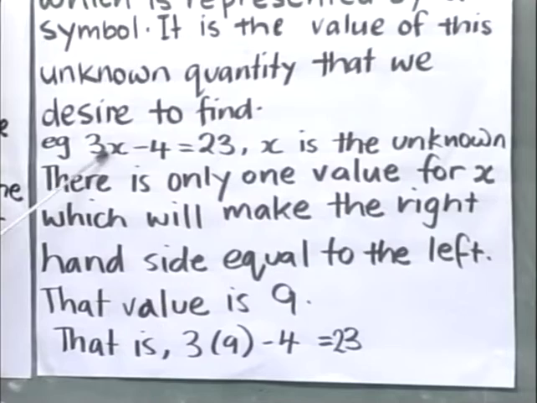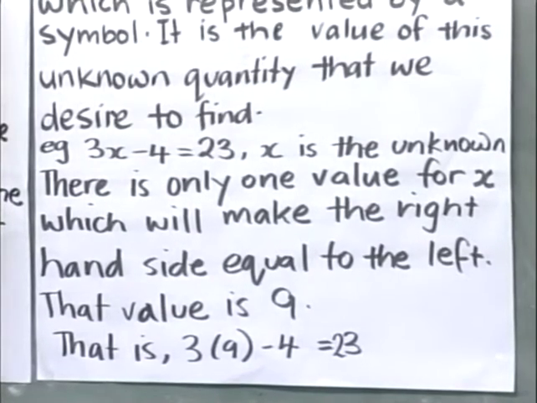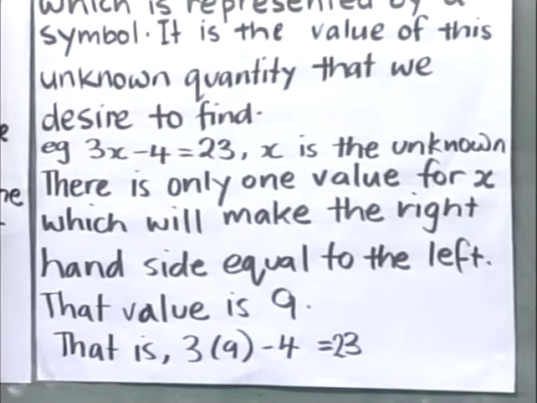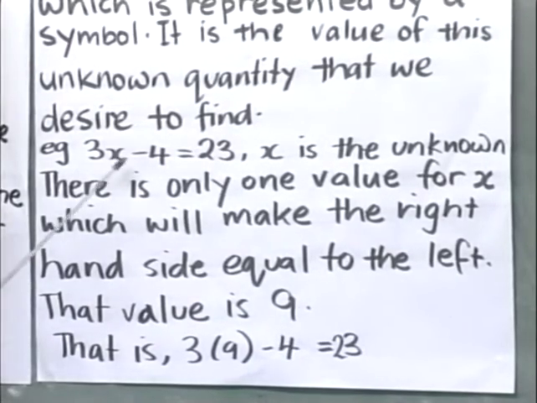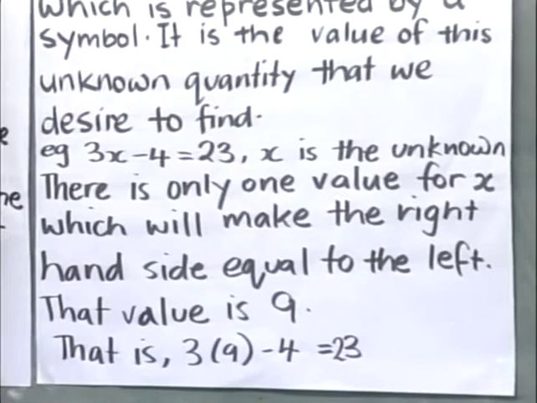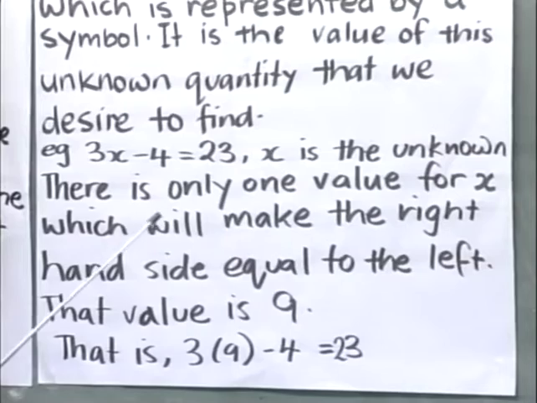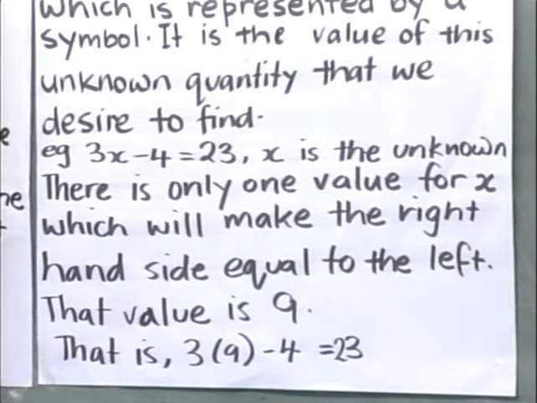For instance, I've got an equation here, 3x minus 4 equals 23. X is the unknown quantity. There is only one value for this symbol x which will make the right-hand side of the equation equal to the left, or the left-hand side equal to the right, and this value will be 9. And 9 is the only number that you can replace x by. Any other number will not work. So 3 times 9 is 27. 27 minus 4 will be 23.